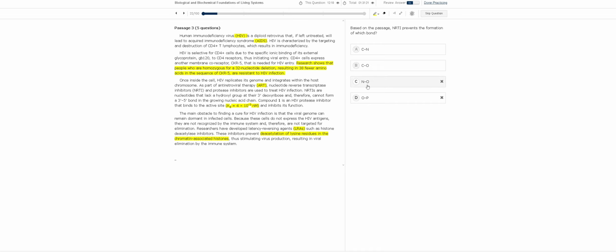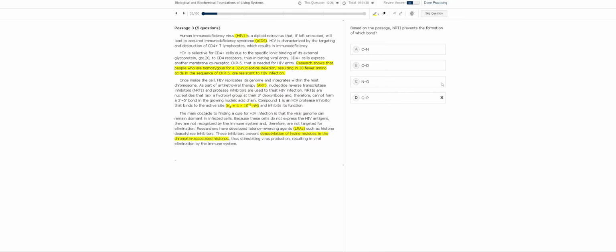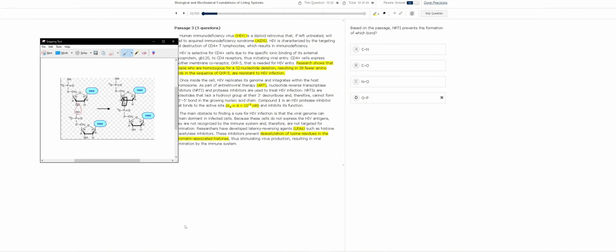And then C, nitrogen to oxygen. Now again, it's the same thing as answer choice A. There's no nitrogen present, so this eliminates C, and this leaves D. Let me explain how the mechanism works. We have the hydroxyl group, which is from the deoxyribose, and it is nucleophilic. It's the nucleophile in this scenario. And so now it's going to attack this phosphate group.